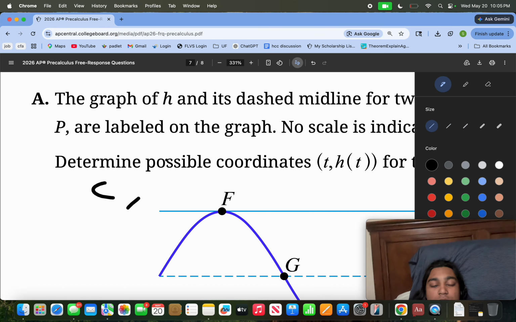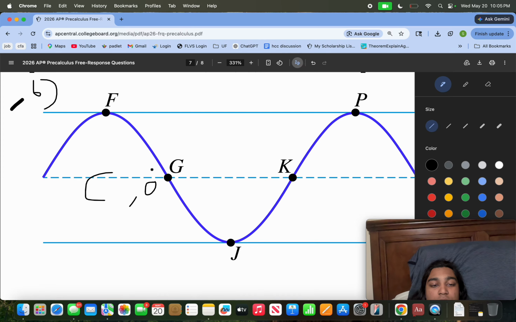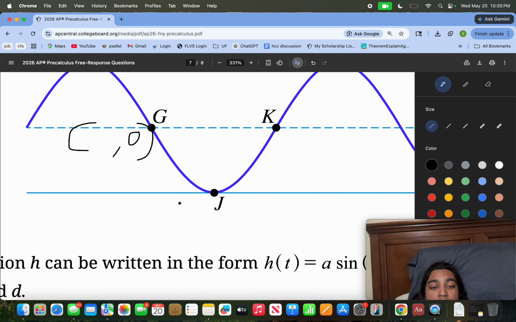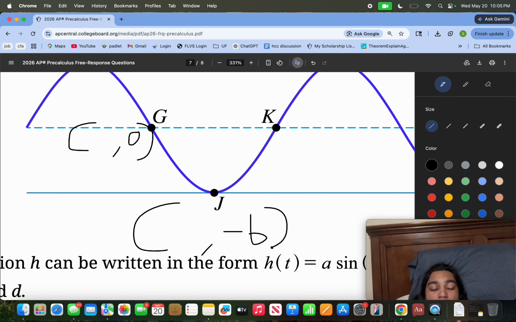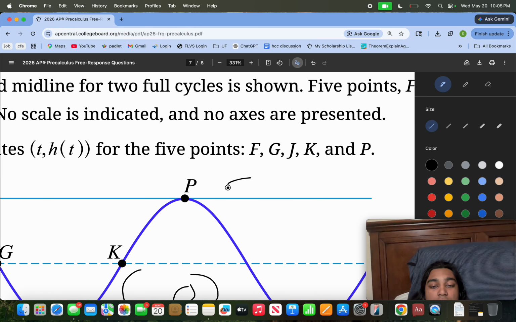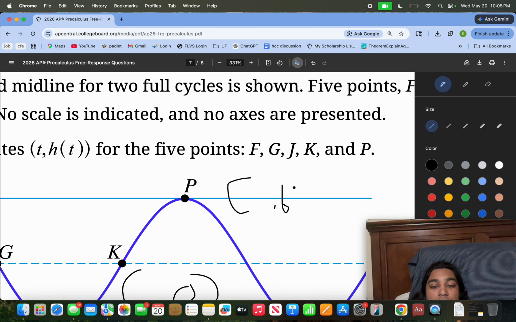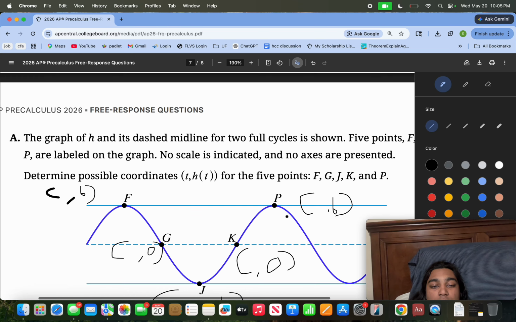Something, comma, 6. Over here in the middle, something, comma, 0 because we're literally in the middle. Over here we're way at the bottom, so it's going to be something, comma, -6. Here it's going to be something, comma, 0. And up here it's going to be something, comma, 6 because we're at the top. It might be weird the way I'm doing this, but this is the order that I think it, so this is the order I'm going to explain it.